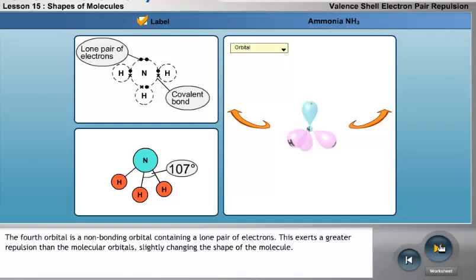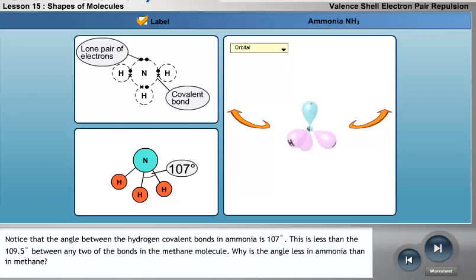The fourth orbital is a non-bonding orbital containing a lone pair of electrons. This exerts a greater repulsion than the molecular orbitals, slightly changing the shape of the molecule. Notice that the angle between the hydrogen covalent bonds in ammonia is 107 degrees. This is less than the 109.5 degrees between any two of the bonds in the methane molecule.